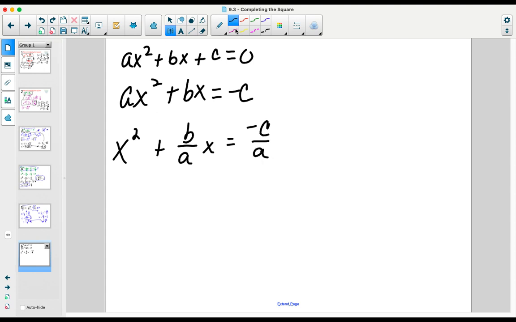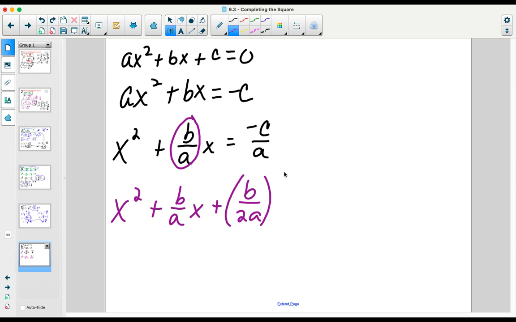It's at this point that we look at the linear term in the middle, and that's the term that we are going to divide by 2 and then square in order to complete the square. So x squared plus b over a x. If we divide that term by 2, we get b over 2a, but then we're going to square that entire term as the additive constant at the end of the expression. Now, if we want this equation to maintain its equality, we're going to do the same thing over here, and we're going to add that exact same term.